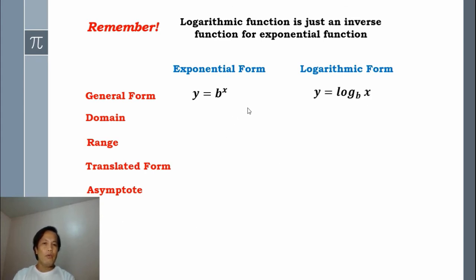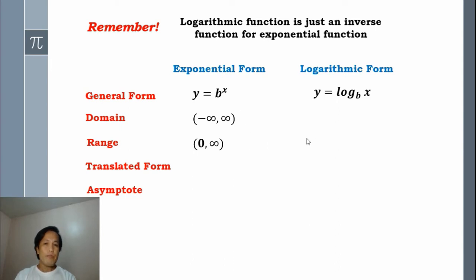Now, we have already discussed that the domain of the exponential function is from negative infinity to positive infinity, and the range of the exponential function is from 0 up to positive infinity. Whereas, since logarithmic function is just the inverse of the exponential function, what will happen to the domain and range?